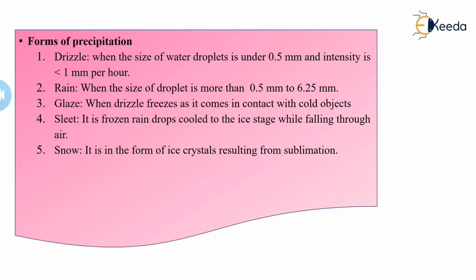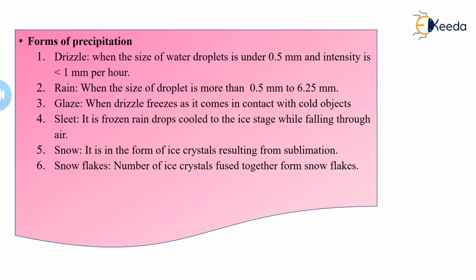Next is snow. It is the form of ice crystals resulting from sublimation. Sublimation is when water vapor changes directly into ice. Then, snowflakes: a number of ice crystals fuse together to form snowflakes.